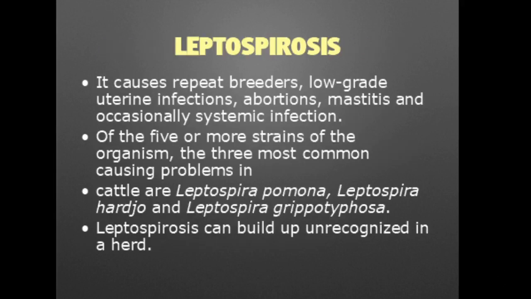We now move on to leptospirosis. This disease causes repeat breeders, low-grade uterine infections, abortions, mastitis, and occasionally systemic infections. Of the five or more strains of the organism, the three most common causing problems in cattle are Leptospira pomona, Leptospira hardjo, and Leptospira grippotyphosa. Leptospirosis can build up unrecognized in a herd.